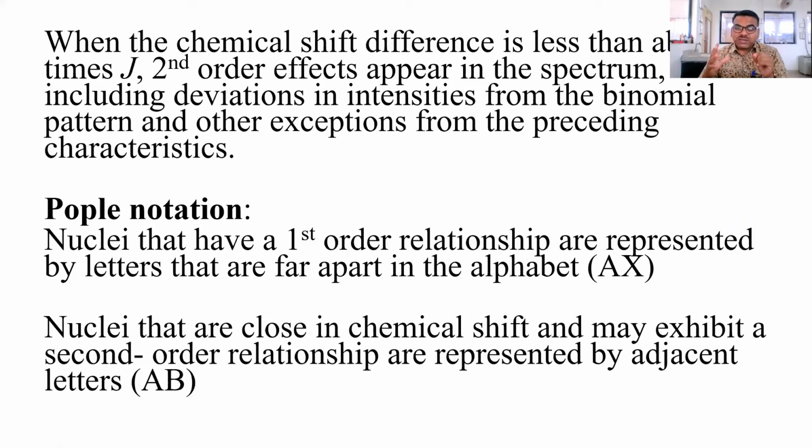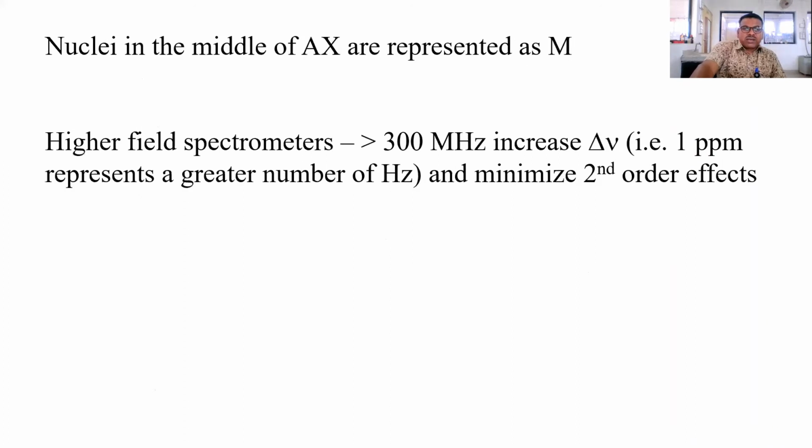AX: one can remember that the first carbon atom has the letter A and the last has the letter X. It means many carbon atoms that are well separated and show first order spectra. And protons that are close to each other, adjacent protons coupling with each other, show second order spectra. In that case it is called AB spectra. The nuclei in the middle of AX are represented as M.